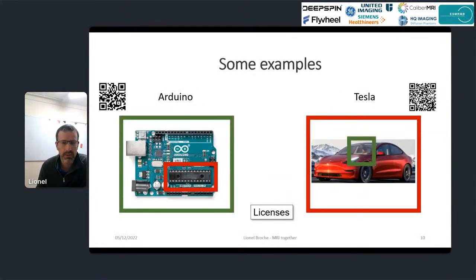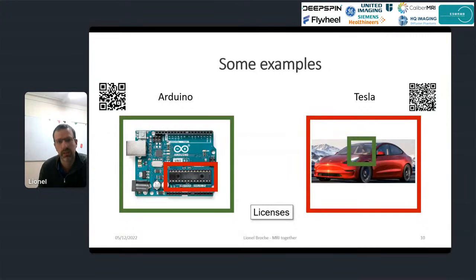Thanks to these licenses, or for some licenses, it's possible to have open source devices which contain non-open source components. That's the case of Arduino, for instance. Arduino is an electronic board, which is an open source board. So you can actually find the blueprint, you can modify it and so on. You can sell it if you want. But it contains a microcontroller, which is not open source. And that's fine. The license allows this.